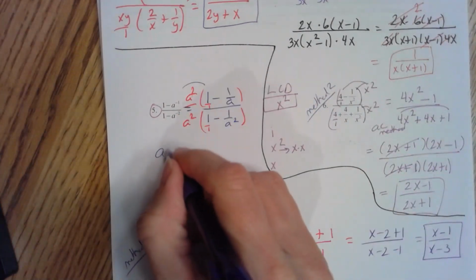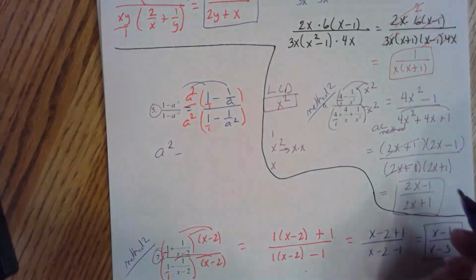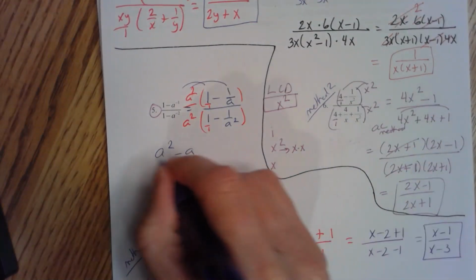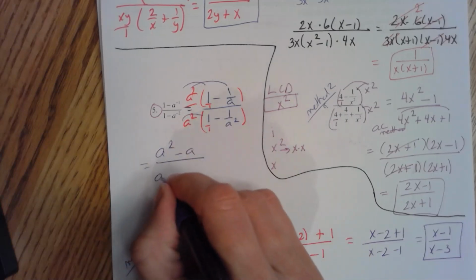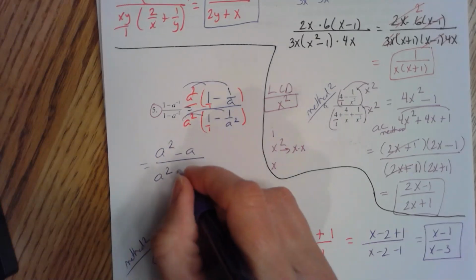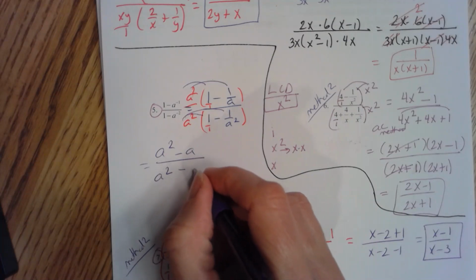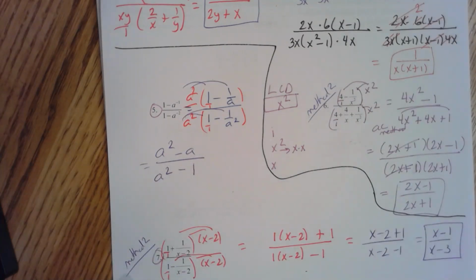A squared times 1 is a squared. A squared times 1 over a, one of the a's will cancel, and we're left with an a on top. In the denominator, a squared times 1 is a squared. A squared times 1 over a squared, the a squareds are canceled, and I'm just left with a 1.